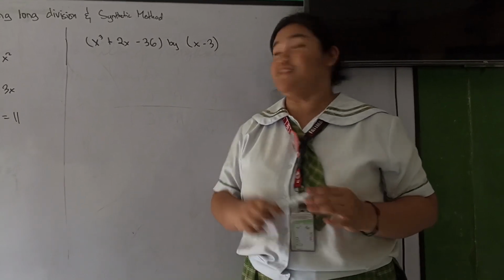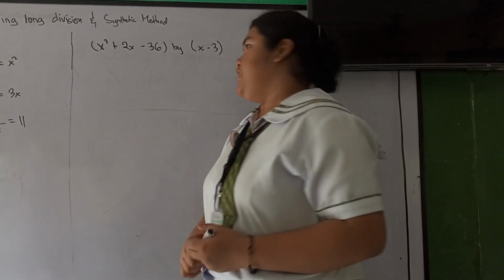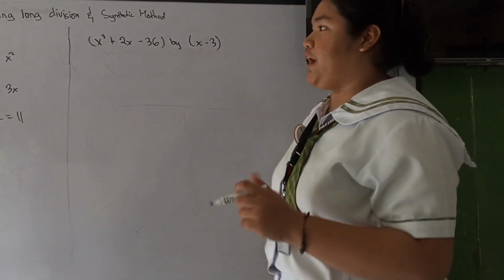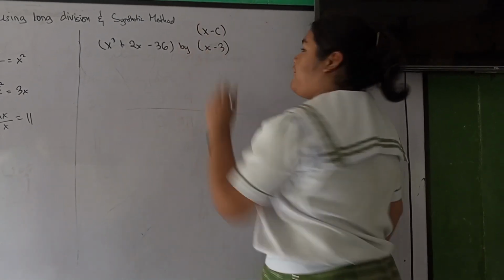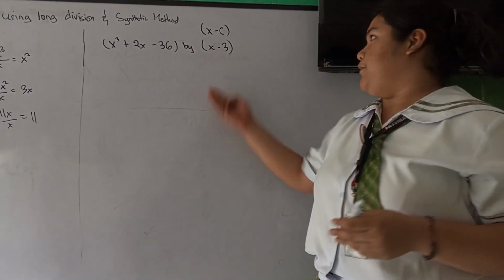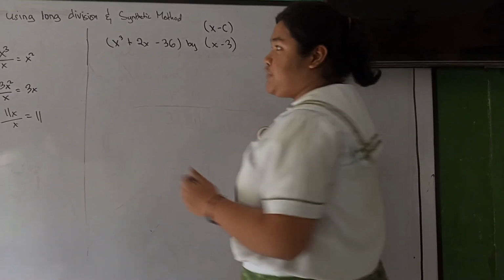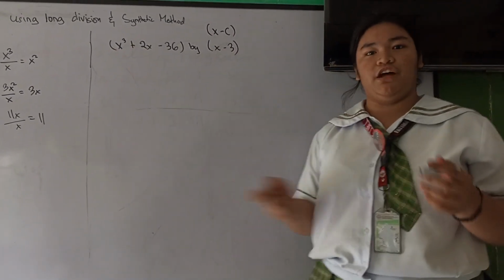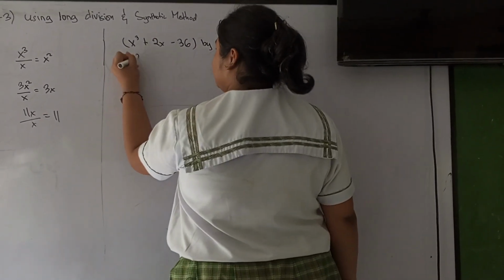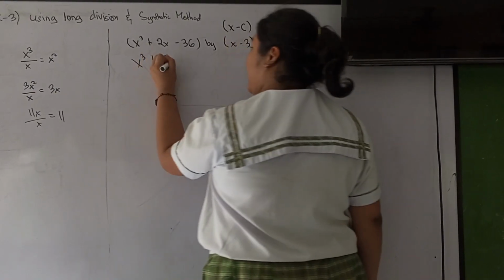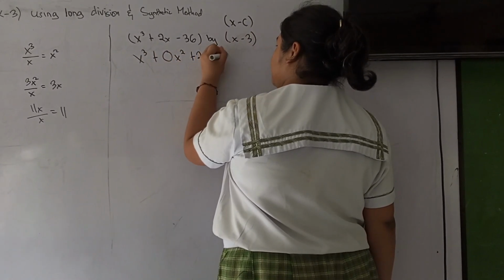So now we'll be solving the same equation, but in a different method, which is the synthetic method. We can only use this method if our divisor is a linear term, which is this, an example of a linear term. As you can see, this is still not in descending power. So, instead of this, we will be writing it as x cubed plus 0x squared plus 2x minus 36.